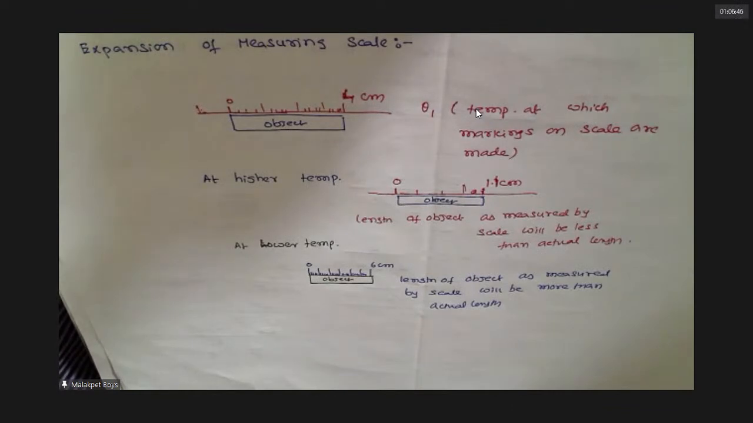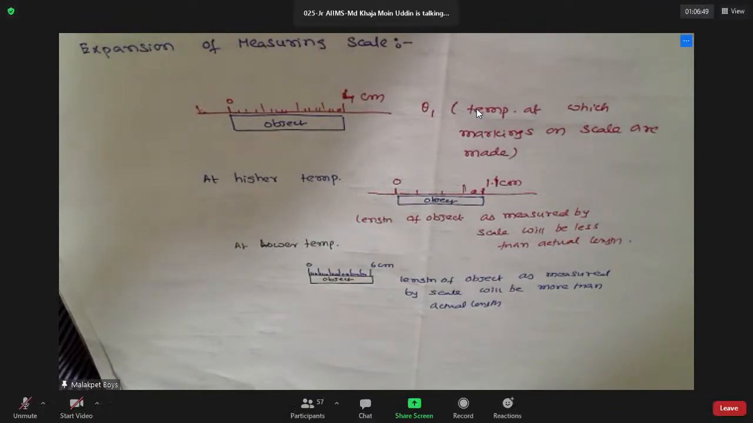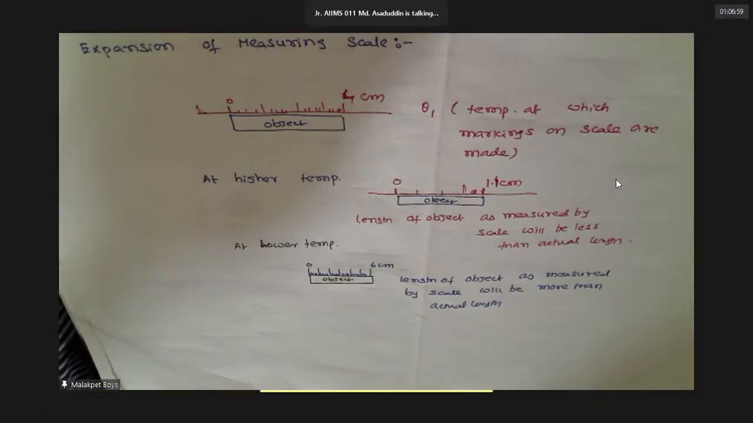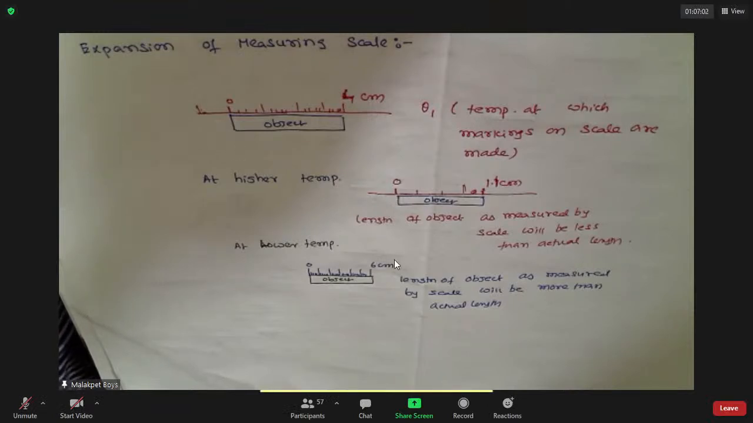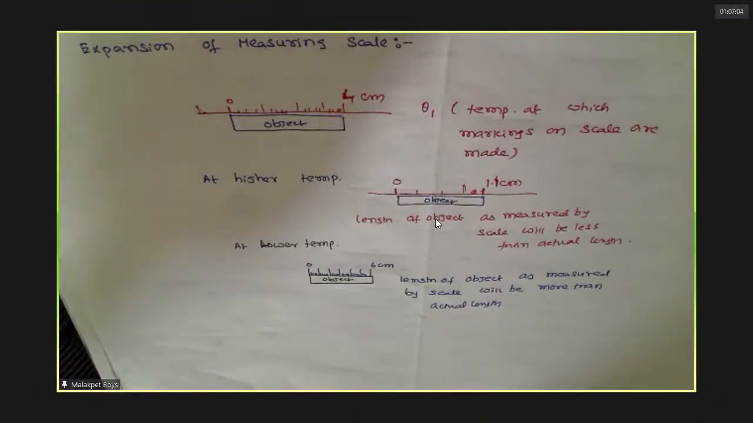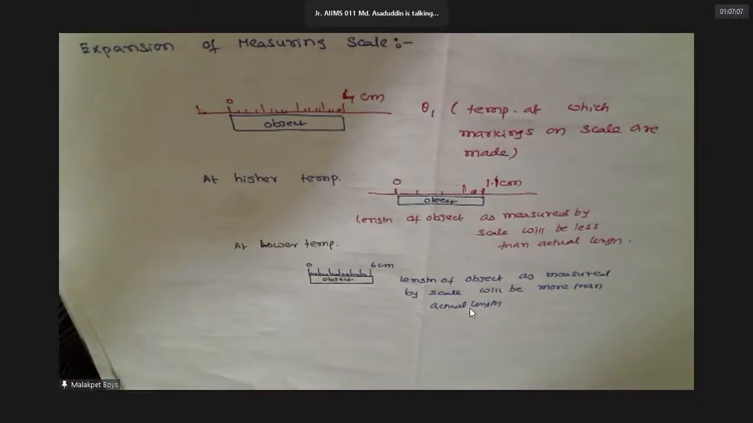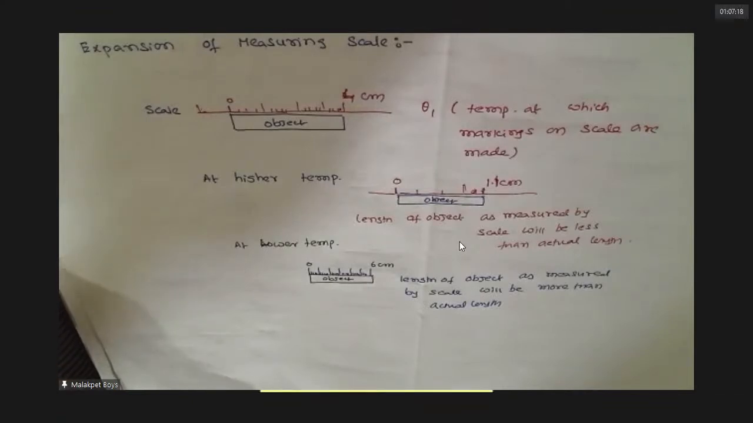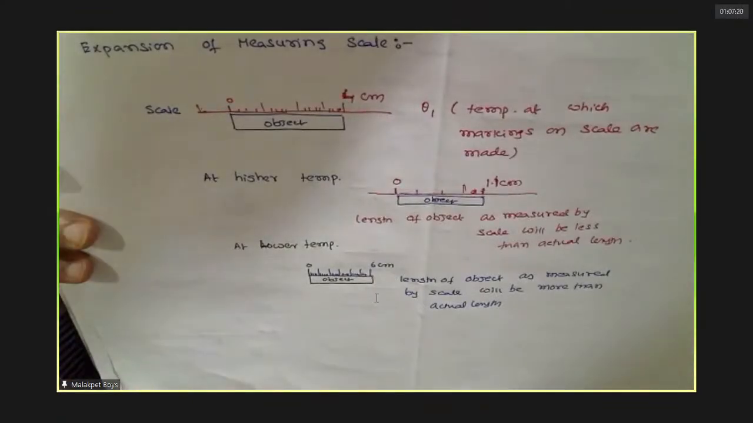Sir, wait a minute, what is this? Scale and object are made of same material? Pardon? One is scale, the other is object. This is the object, man. This is the scale. He's asking what if the object and the scale are both made of the same material? And that's what I'll tell next.